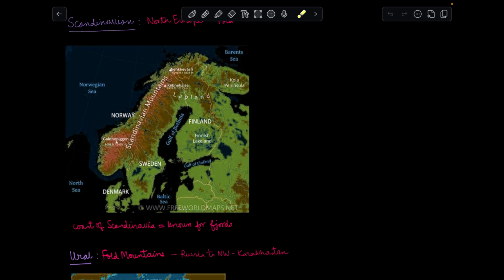There was a question in previous years, I guess it was in 2023, in UPSC GS paper 1 on fjords. This is also a phenomenon which we should see. The phenomenon of fjords is seen on the Scandinavian coast, right over here.